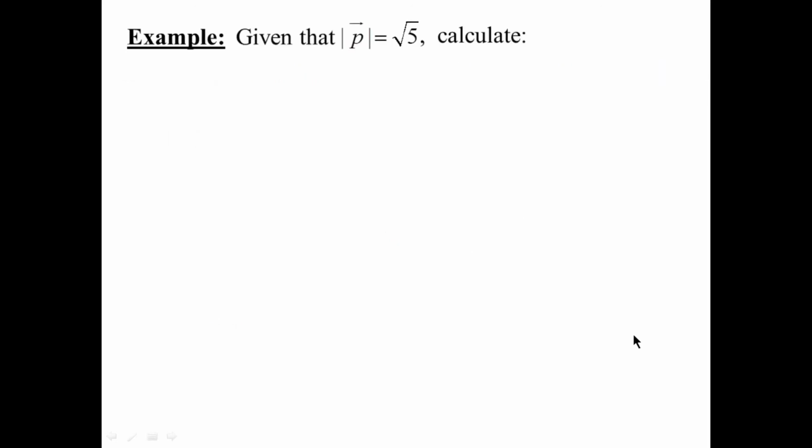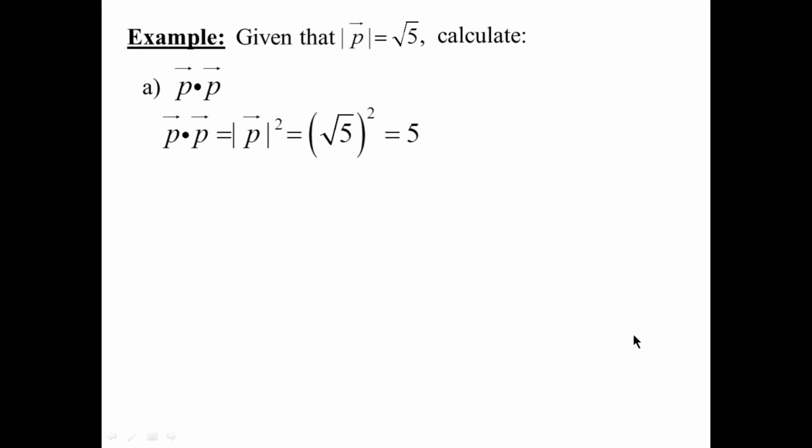Given that the vector has a length of root 5, calculate dotting it with itself. Well, it'll be the square of the magnitude. So the square of root 5 is the number 5. Suppose we dotted i with itself. Well, we'll get the square of the magnitude. And the magnitude of i is 1 because it's that standard basis vector, 1, 0. And so when we square that, we get the square of the magnitude.